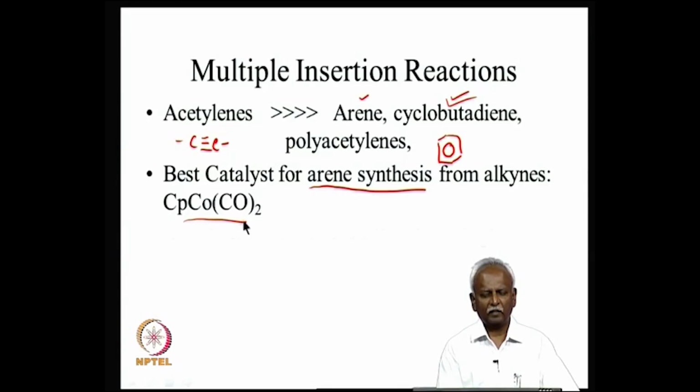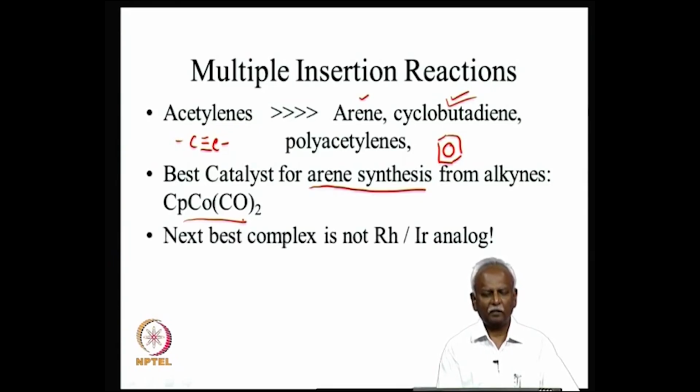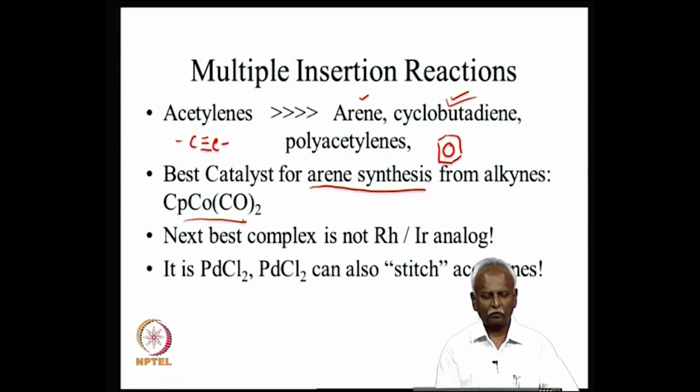So, one can ask this question, is the same analog capable of carrying out the synthesis of arenes if cobalt is replaced by rhodium? If the cobalt complex carries out the synthesis of arenes, can we also use the rhodium complex for carrying out the same reaction? It turns out that for synthesizing arenes, it is easier to use a palladium complex and not the rhodium or the iridium analog. So, in some ways, it is very difficult to have transferability in organometallic chemistry.